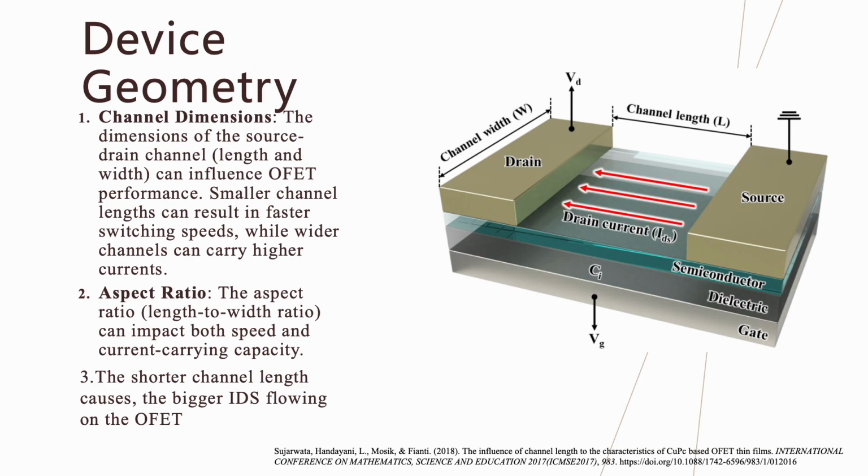The dimensions of the source and drain channel, also known as the length and the width, can influence OFET performance. Smaller channel lengths can result in faster switching speed, while wider channels can carry higher current. The aspect ratio, which is the length to width ratio, can impact both speed and current carrying capacity. From the article below, there is a finding that the shorter the channel length, the bigger the drain to source current flowing in the OFET.